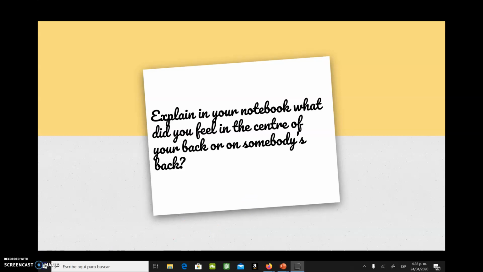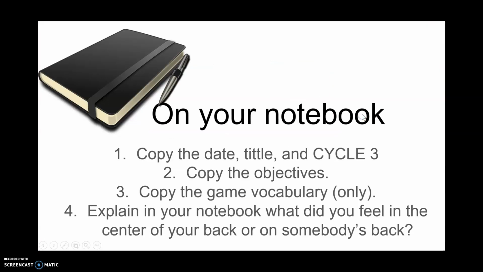So we have the time for the explanation in our notebook. Let's check what you have to have now, until this moment, in your notebook. First, you have to copy the date, title, and cycle 3. Then you are going to copy the objective. As point number 3, you are going to copy the game vocabulary, only the vocabulary, with the meaning in front. Not all the different information that is in the previous slide.